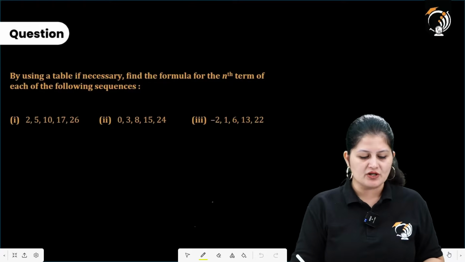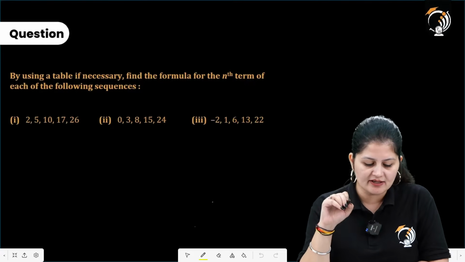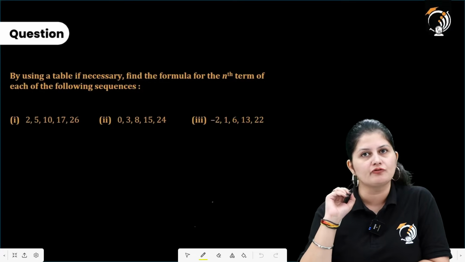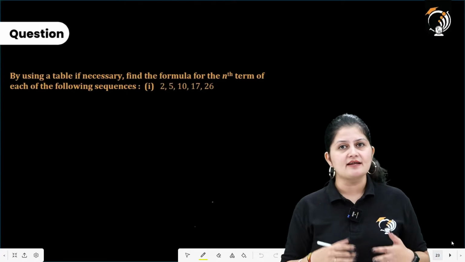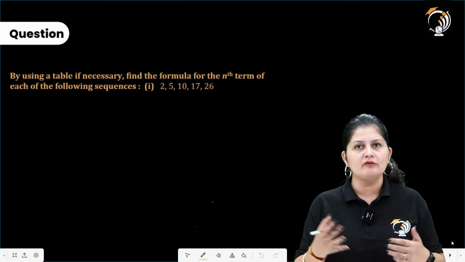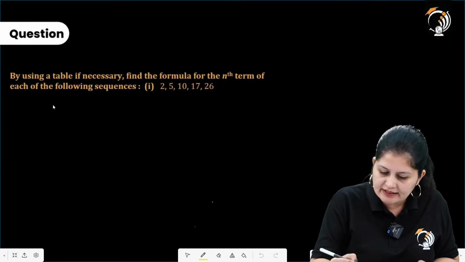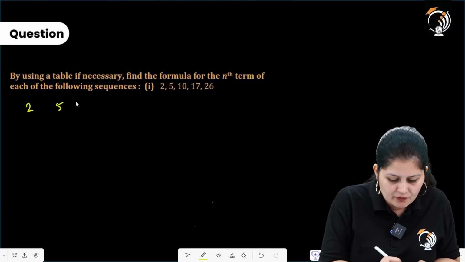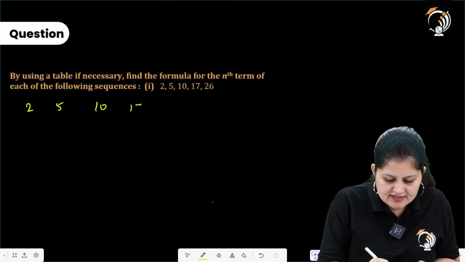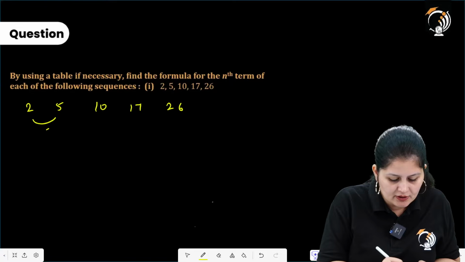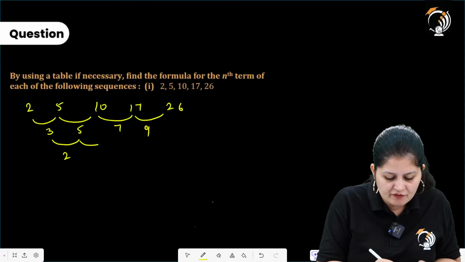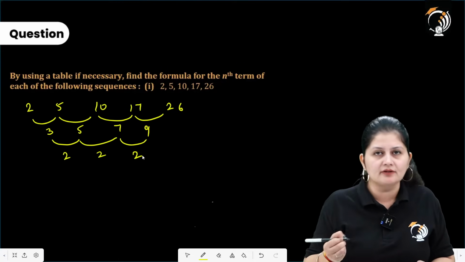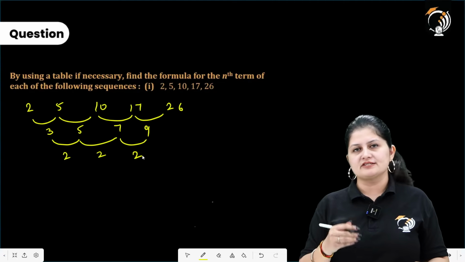Now, moving to a question on this: by using a table if necessary, find the formula for the nth term of each of the following sequences. So firstly, let's understand what common pattern we can observe, and what type of sequence it is. Writing down the sequence here: 2, 5, 10, 17, 26. Here the common difference is 3, here 5, here 7, and here 9. So clearly we can see that the second difference is constant here. Correct. So it is a quadratic sequence.